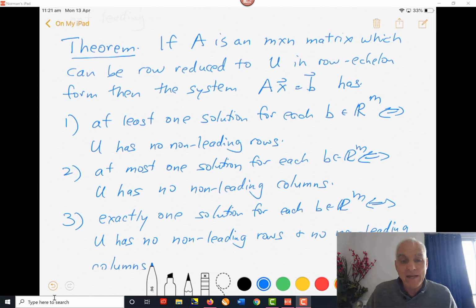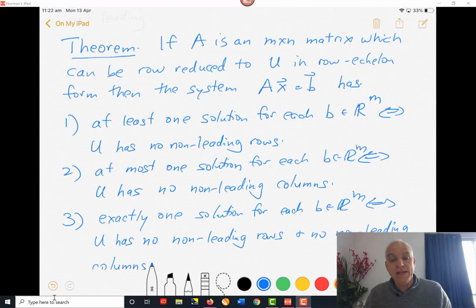Now that'll only happen if the matrix U, which is in row reduced form, has a row of zeros at the bottom. In other words, that's a non-leading row because it doesn't have anything non-zero in it, in U. So it's the condition of such a row of zeros that will mean that there's at least one vector B that you can cook up that will guarantee that there's no solution. So we have at least one solution for any B precisely when U has no non-leading rows. In other words, there's no rows of zeros in it.